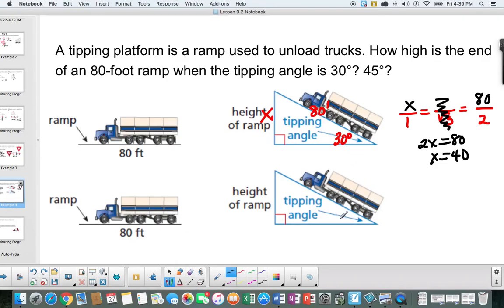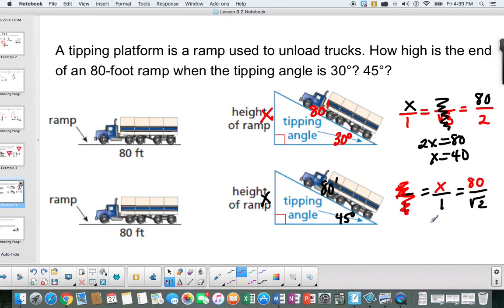Now what if I make the tipping angle 45 degrees? And this is still 80. Now before we start the problem, do you think the height will be larger or will it be smaller? So we're going to call this x. Let's go ahead and set it up. Remember, this is a 45-45-90, which the ratio is 1, 1, root 2. And I'm going to put 80 in the hypotenuse spot, and I'm going to put x here and here. I really don't need to, when I find one, I'll find the other.